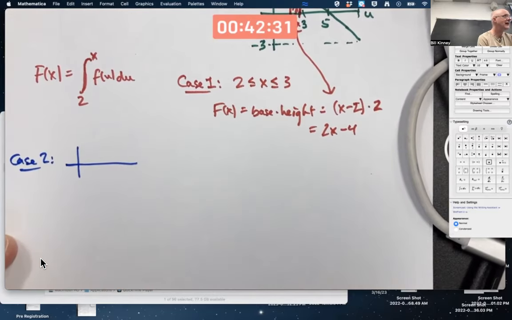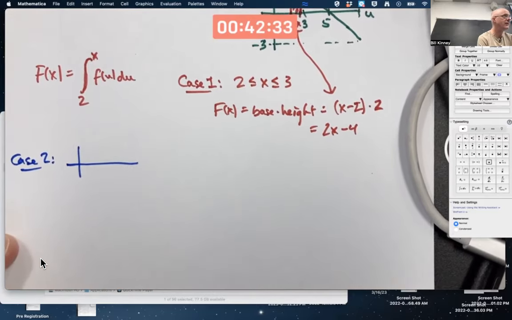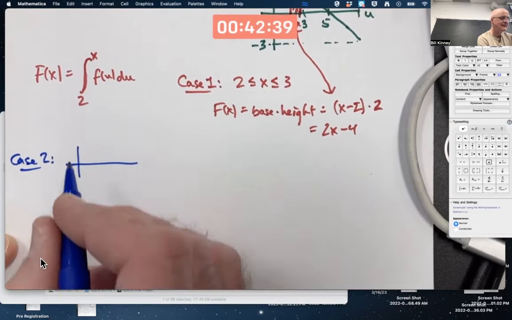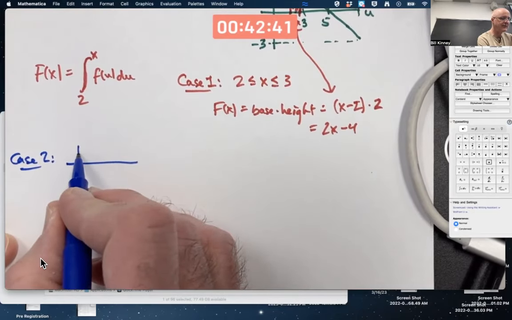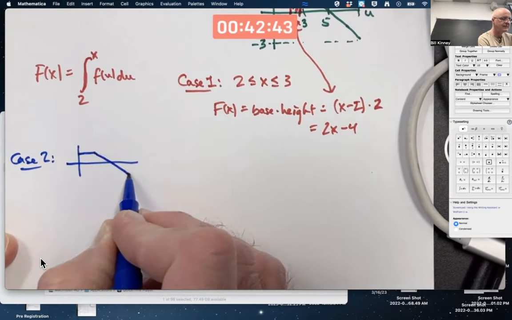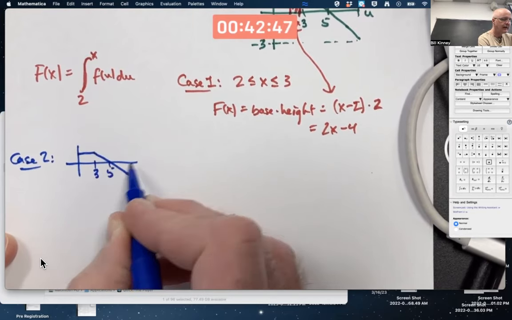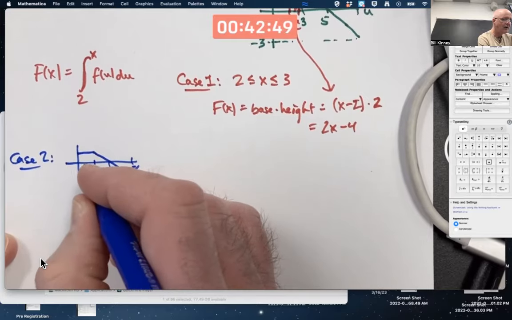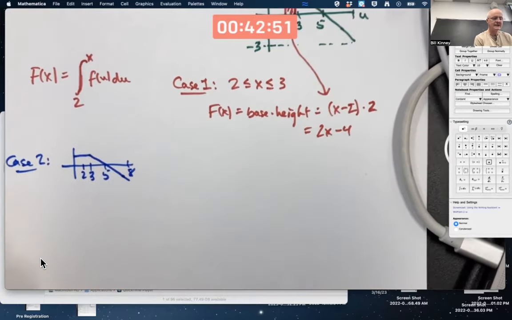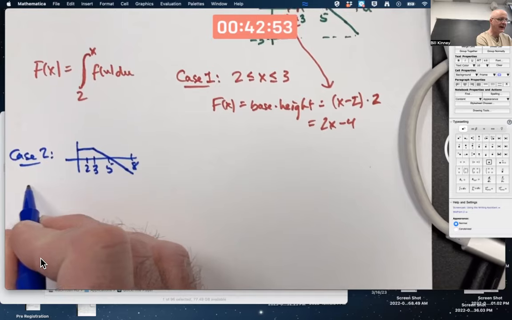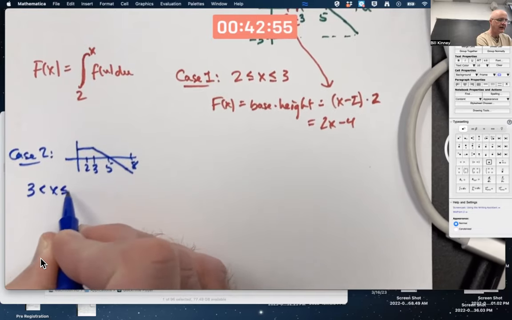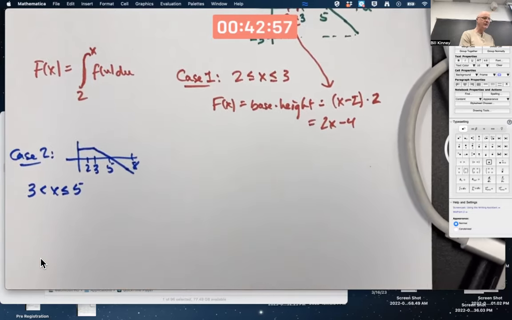This is essentially the content of section 6.1 that I'm doing right now. It's called constructing antiderivatives graphically. Case 2, I redraw the graph of little f. But now, let's pretend x is between 3 and 5. Why between 3 and 5?